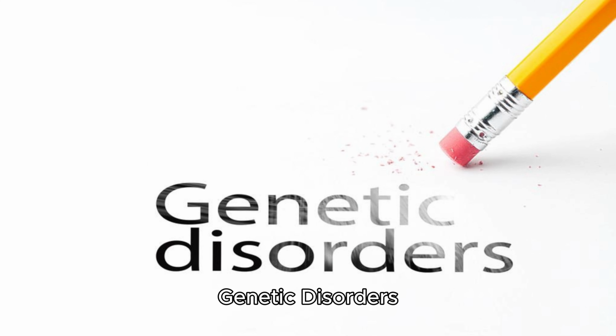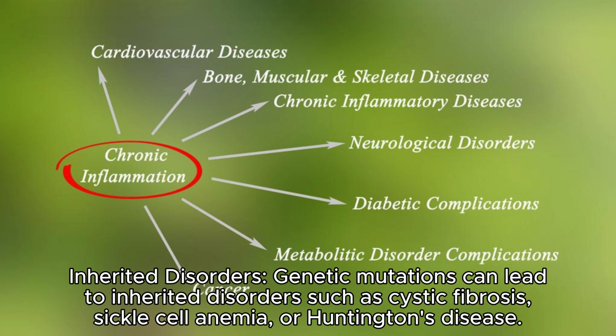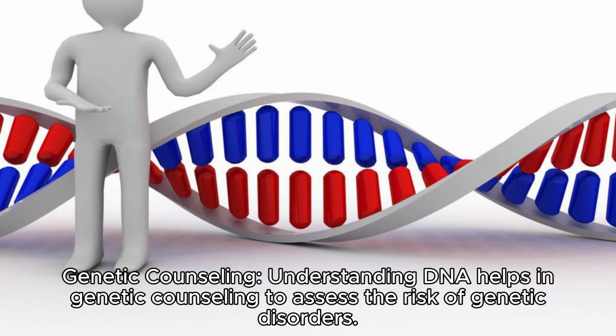Genetic disorders. Inherited disorders. Genetic mutations can lead to inherited disorders such as cystic fibrosis, sickle cell anemia, or Huntington's disease. Genetic counseling. Understanding DNA helps in genetic counseling to assess the risk of genetic disorders.